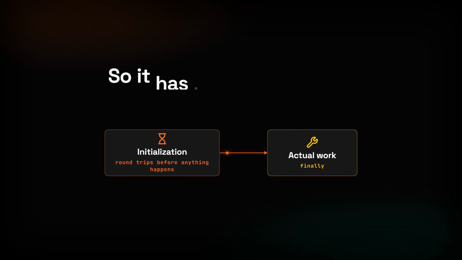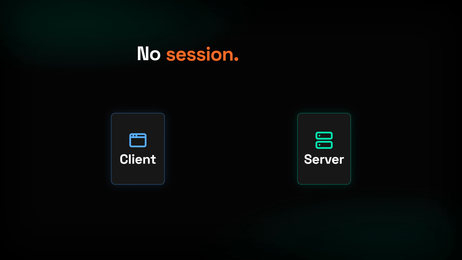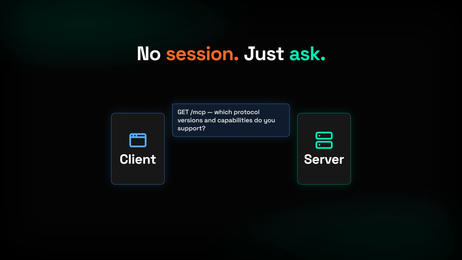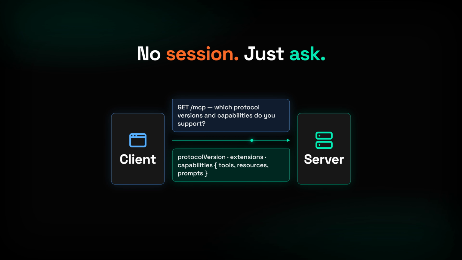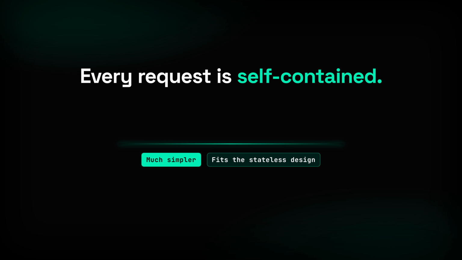Now, this process has been redesigned. Instead of performing an initialization handshake every time, MCP introduces server discovery. Look at this flow diagram. Rather than opening a session first, a client simply asks, "What versions and capabilities do you support?" The server replies with its supported protocol versions, extensions, and capabilities. From that point onward, every request is self-contained. This approach is much simpler and fits naturally with the new stateless design.